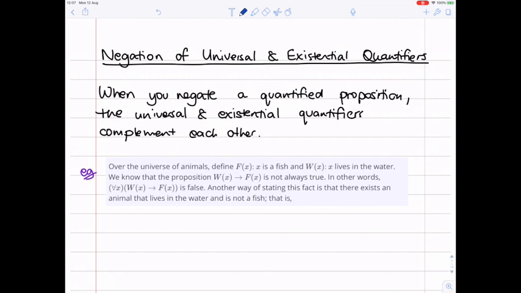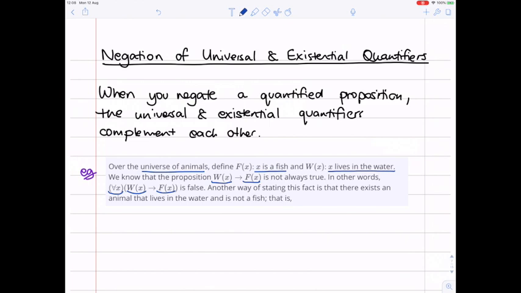Let's look at an example. If we take our universe of animals, and we say F(x) is the statement x is a fish, and W(x) is x lives in water. Now we know it's not always the case that if an animal lives in the water, then it's a fish. In other words, the statement, for all animals, living in the water means you're a fish, is false.